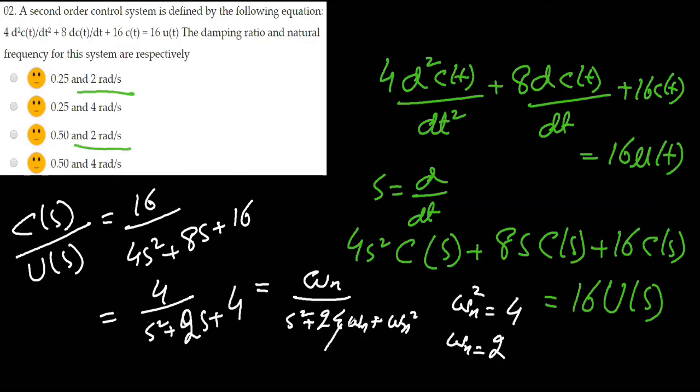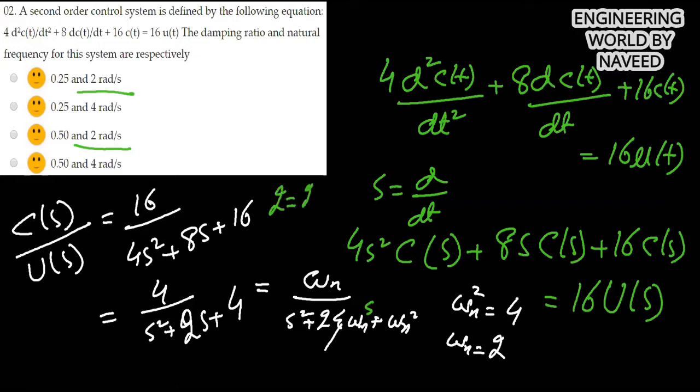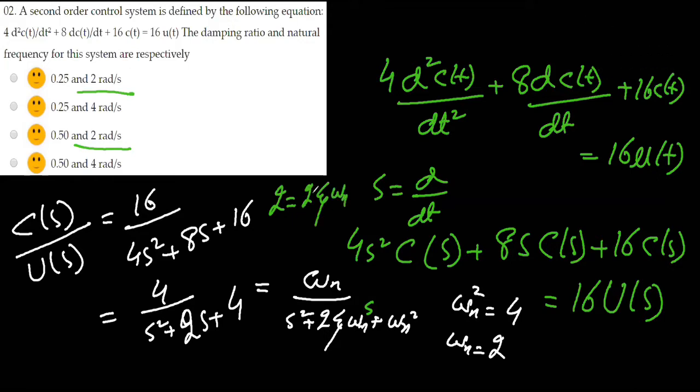Now we need to find omega and zeta, and zeta is your damping ratio. So 2s is equal to 2, here we have s, so 2 will be equal to 2 zeta omega n. So this 2 will cut out by this 2, and your zeta is equal to 1 by omega n, and omega n is 2. So that is 0.5. Yes, so option C is the correct answer.